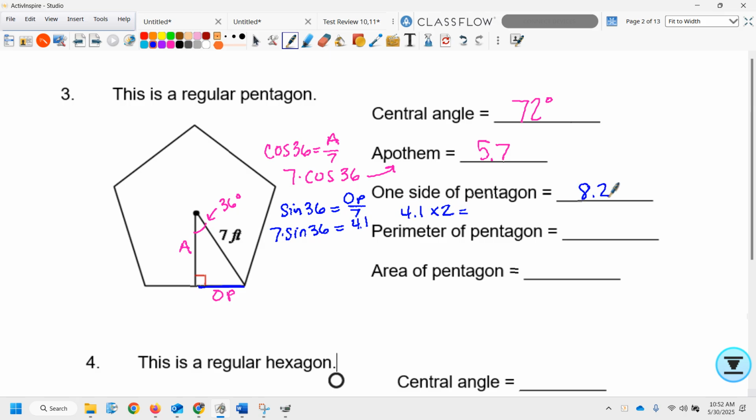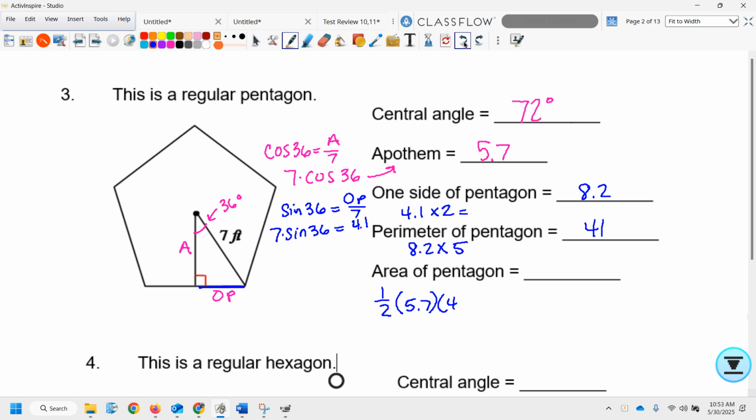It's a pentagon. It's regular. All the sides are the same. 8.2 times 5 is 41. Now it's the easy part. 1/2 apothem times perimeter. Oh, I think I even put one on your paper. All right? So 1/2 times the apothem times the perimeter.